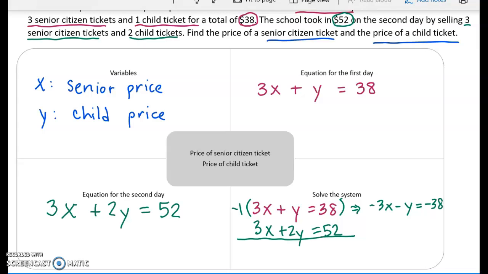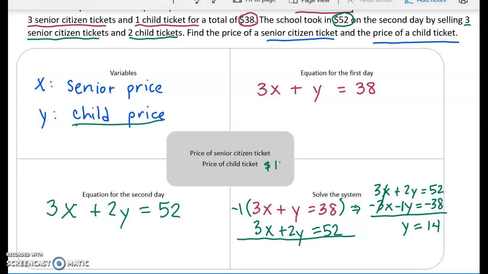And I'm actually going to write the other one on top because I prefer subtracting that way. And now when I add them together, the x's eliminate. That's why it's called elimination. And then I have 2y minus y. It might be helpful to put a 1 here to remind yourself that that's 2y minus 1y. So that would be 1y. And then 52 minus 38 would be, is that 14? So I already know that the child price is $14.